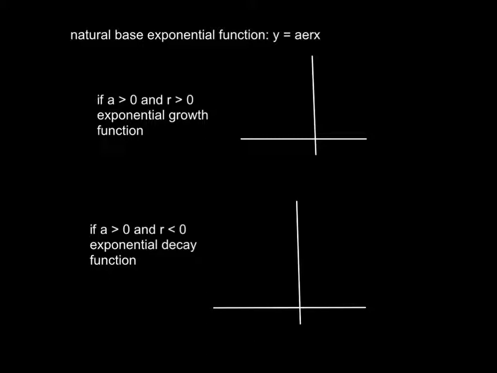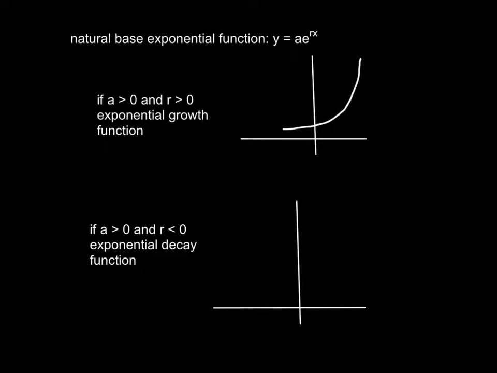And we're going to be going over exponential functions later on. But basically, this is the same concept as an exponential growth function. So if a, which is a constant, is greater than 0, and similarly r is greater than 0, then our natural base exponential function is an exponential growth function. And if a is greater than 0, but r is less than 0, then we have an exponential decay function. So in terms of sketching out a graph, this would look something along the lines of this. And a decay function would look like this.